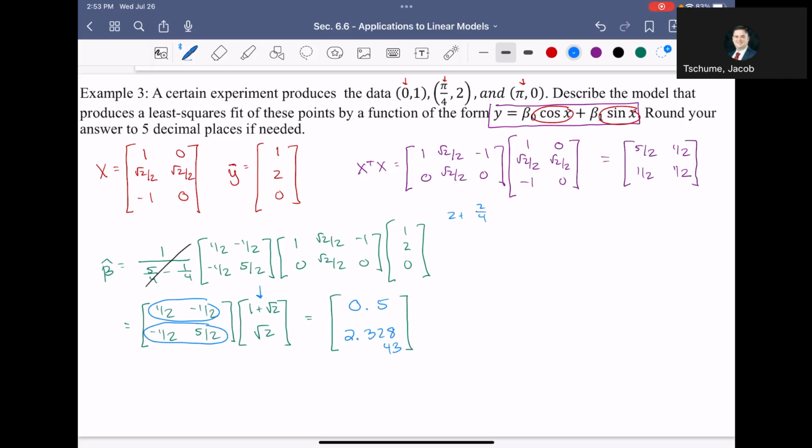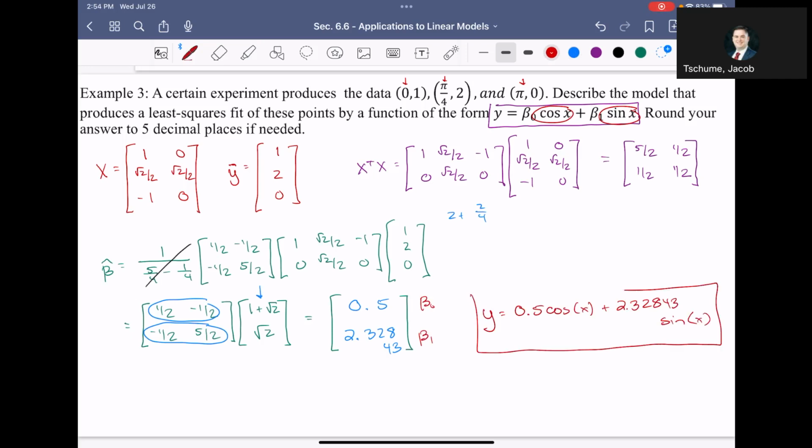All right. So based on this, remember, this is going to be my beta naught. This is going to be my beta 1. So if I were to write this in my equation form, y is equal to 0.5 times cosine of x. And then we're going to add to that 2.32843 times the sine of x as my trig regression of these 3 data points.